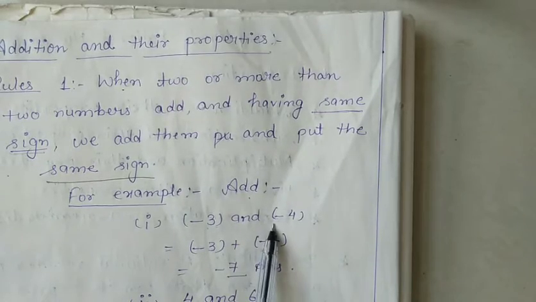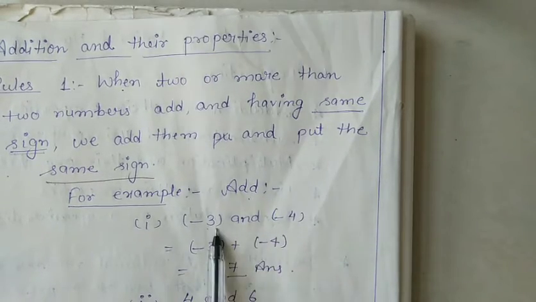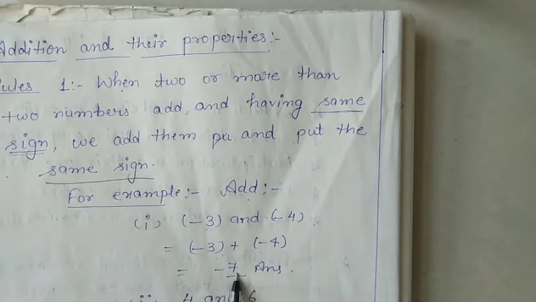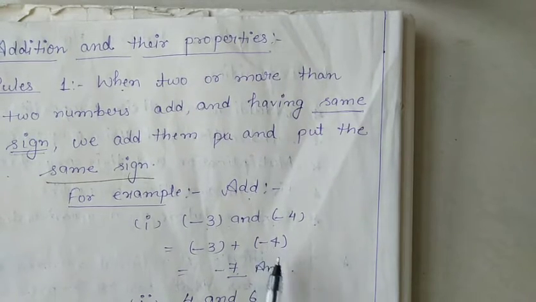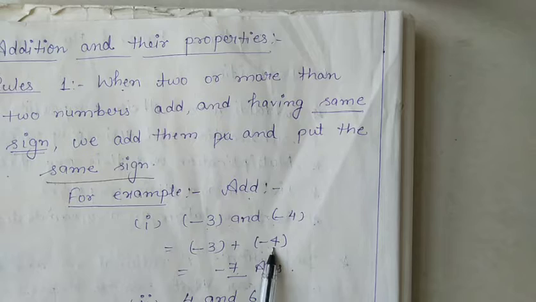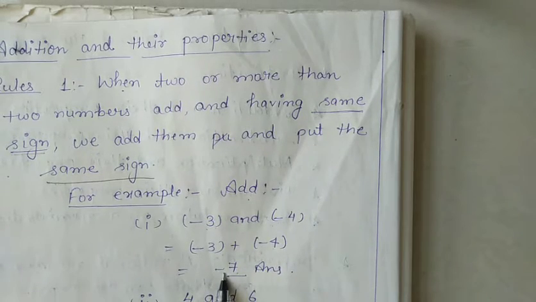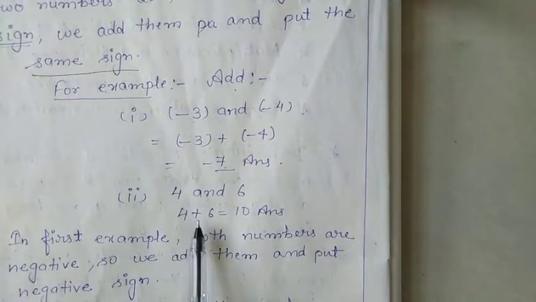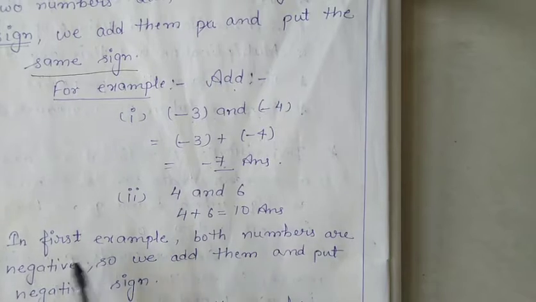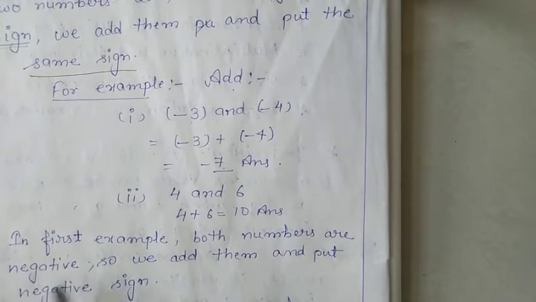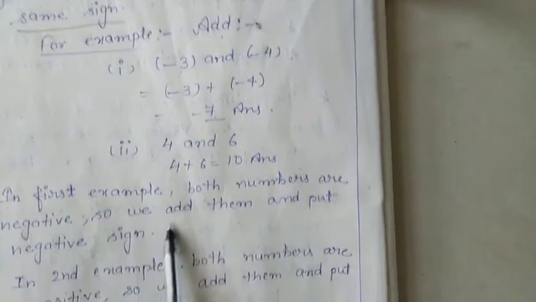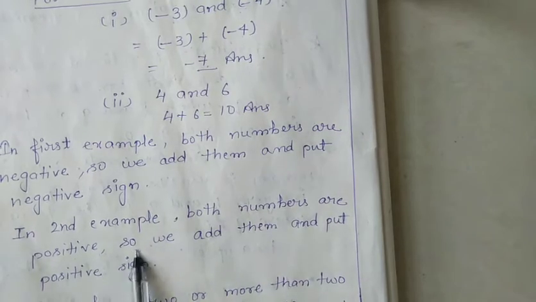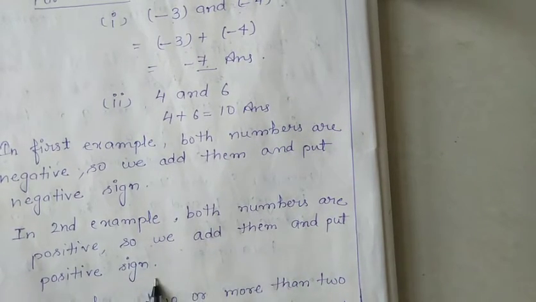When we add these two numbers, these numbers having same sign, so we add these numbers, 3 plus 4, that is 7, and we put the sign of greater number. It means 4 is greater and it has negative sign, so we put here negative sign. In second example, 4 and 6, that is 4 plus 6 is equal to 10. In first example, both numbers are negative, so we add them and put the negative sign. In second example, both numbers are positive, so we add them and put positive sign.